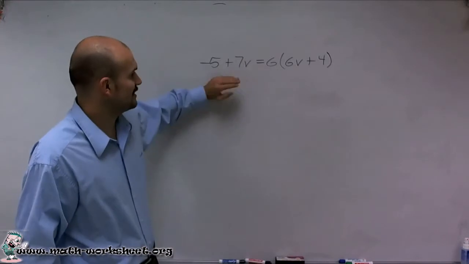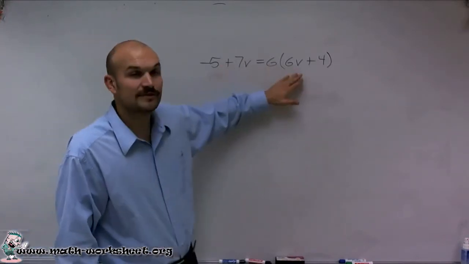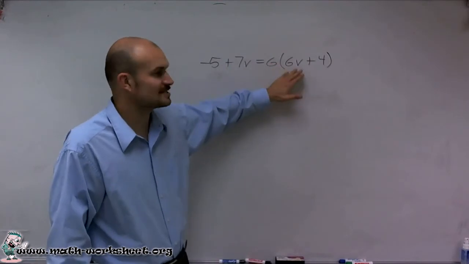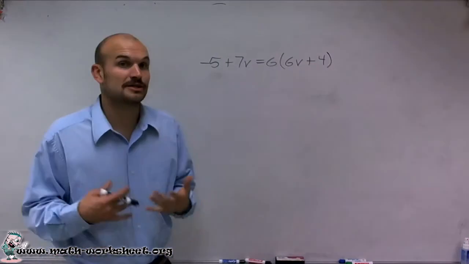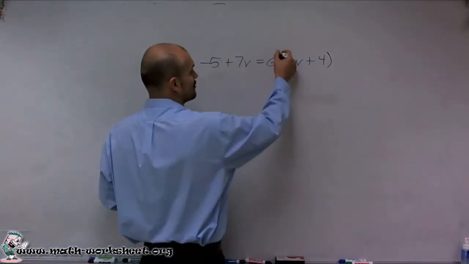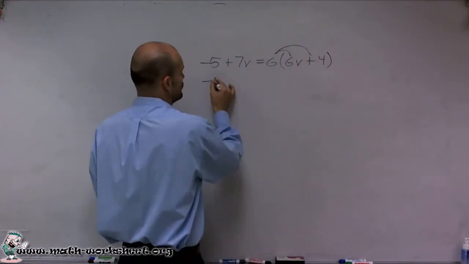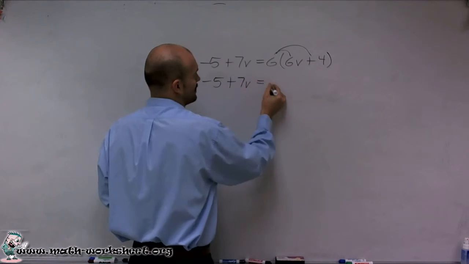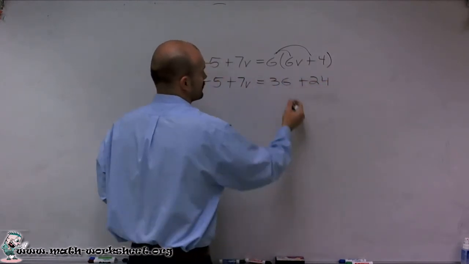And I look at my left side, and this is a simplified expression. I cannot combine like terms. However, on the right side, I have multiplication of 6 times a binomial in parentheses. So I'm going to apply the distributive property to get rid of my parentheses. So I make sure I multiply the 6 times 6v, and the 6 also times the 4. So therefore, on the left side, it's going to remain the same, and then I'll get 36v plus 24.